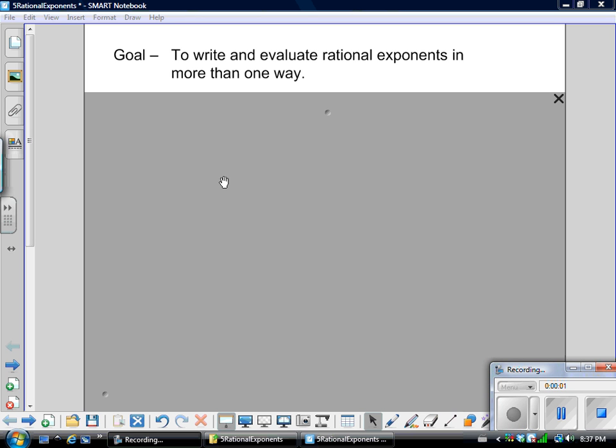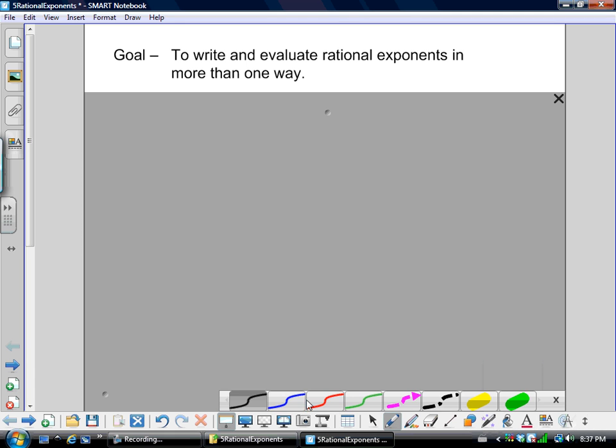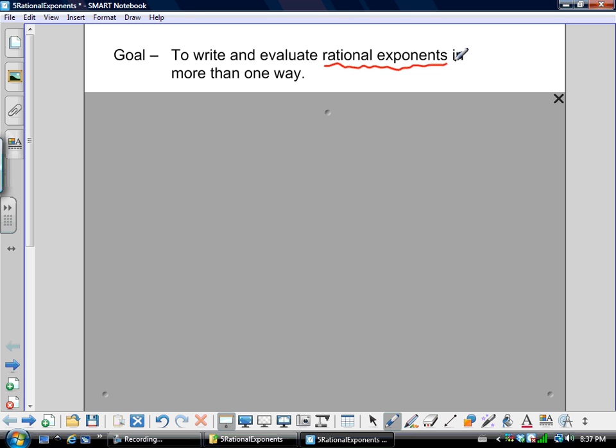Okay, today's actually a very important lesson in the sense that it's something new, something you haven't seen before. And our goal is to write and evaluate rational exponents in more than one way. So we're talking about, in this case, rational exponents. And if you look back in your notes, when we talked about exponents, we talked about integer exponents. So now what we've done is replace the word integer with rational.